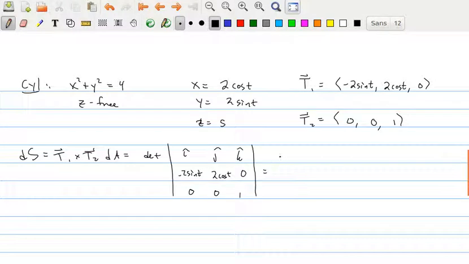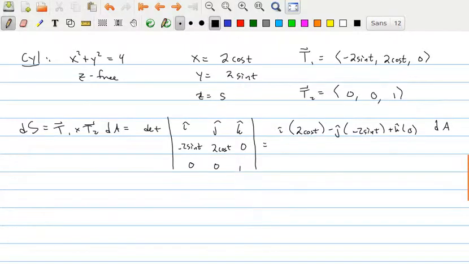So if we expand this out, our i component is 2 cosine t minus 0. The minus j component is negative 2 sine t minus 0. And then for the k component, we've got 0 minus 0, so that zeroes out. And this gives us dA. So if we write this out, this says that our ds, this should be a vector here, the first component is 2 cosine t. The second is 2 sine t. And the last is 0.